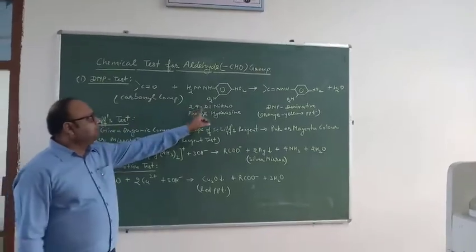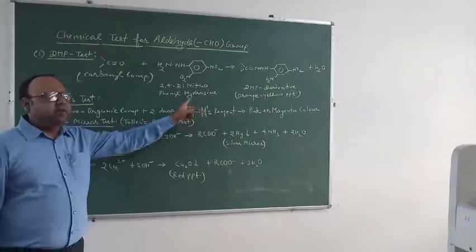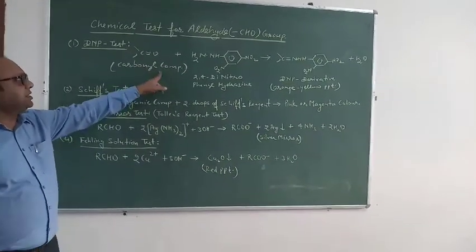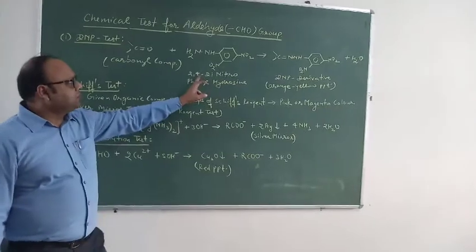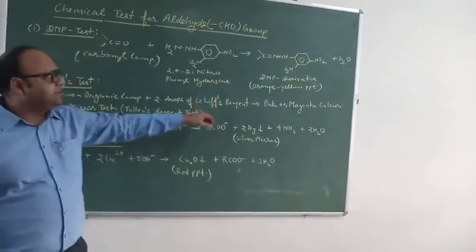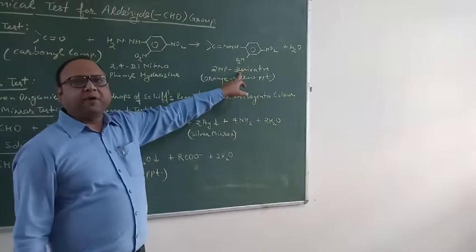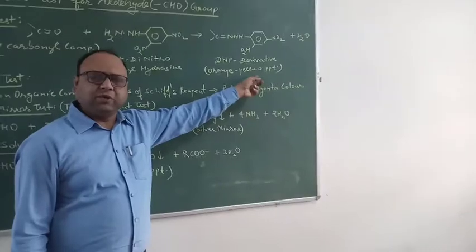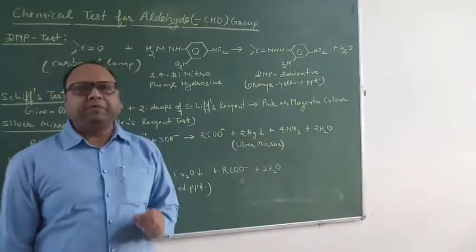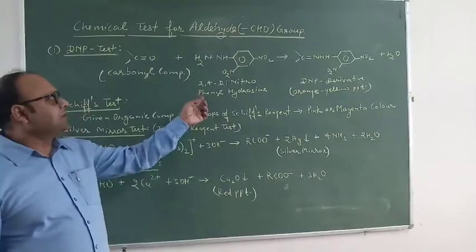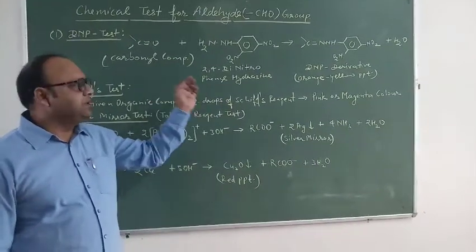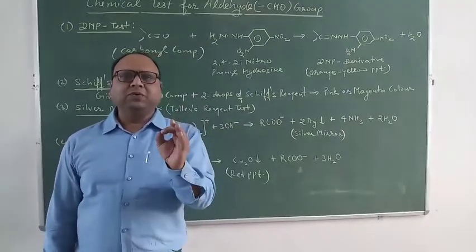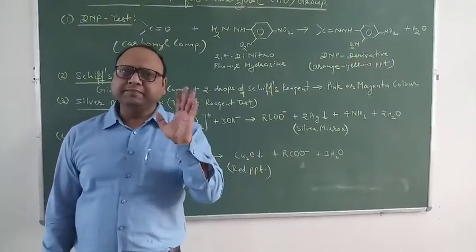DNP means 2,4-dinitrophenylhydrazine. Any compound having a carbonyl group, when treated with 2,4-dinitrophenylhydrazine, gives a DNP derivative, a hydrazone, which is an orange yellow precipitate. If an orange yellow precipitate is obtained on adding the 2,4-dinitrophenylhydrazine solution, it is confirmed that in the given compound an aldehydic group or ketone group is present, that is, the carbonyl group is present.